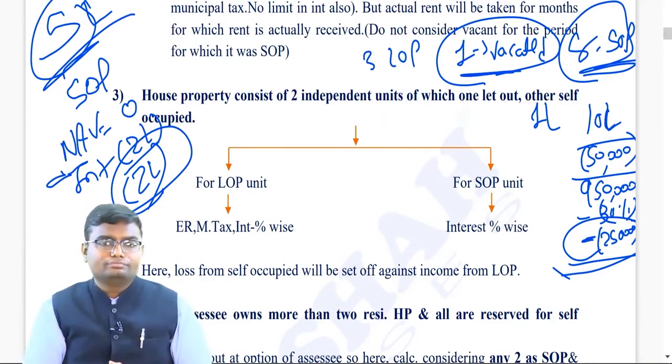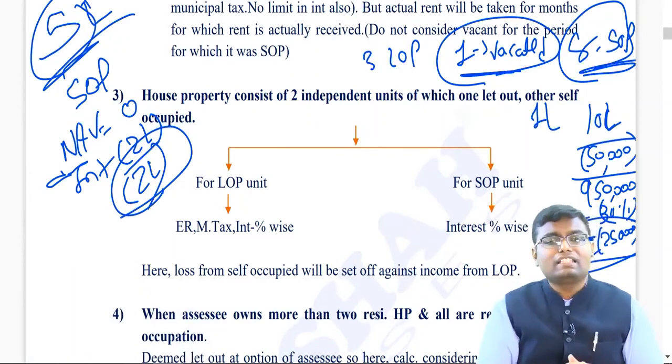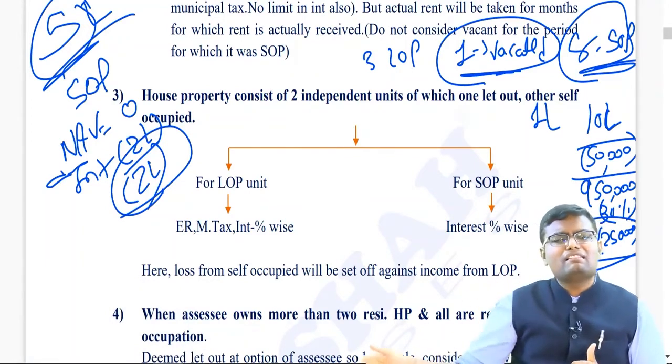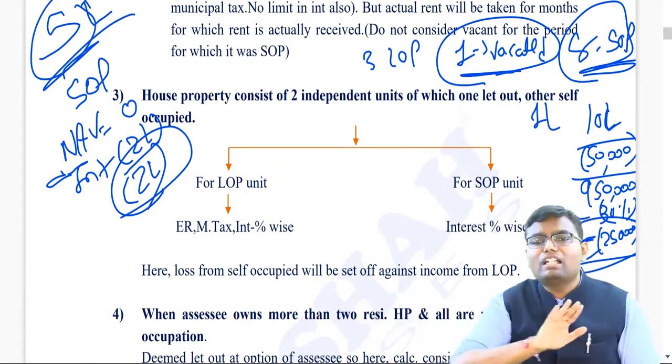One more point. If let's say my house has 3 units, and one is also used for business, then that much percentage is a business property. Whatever is the expense of that unit, that will be considered in PGBP, not in house property.